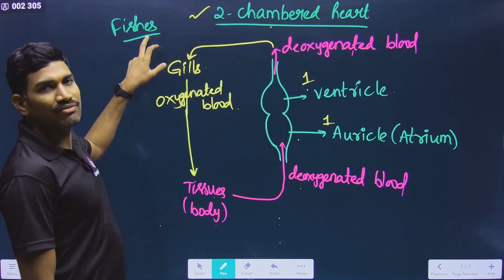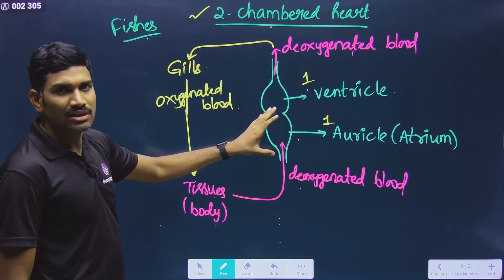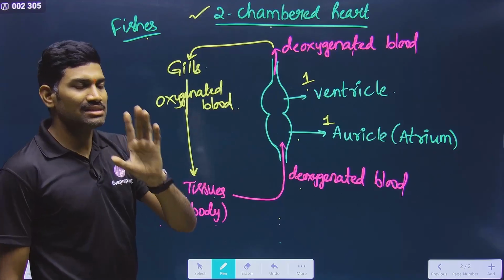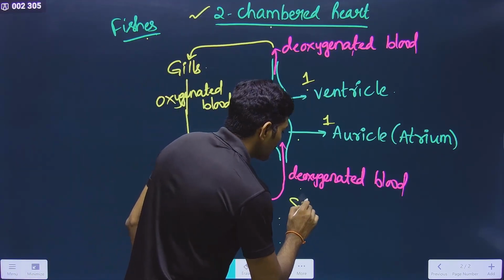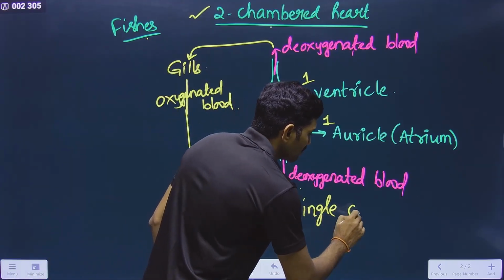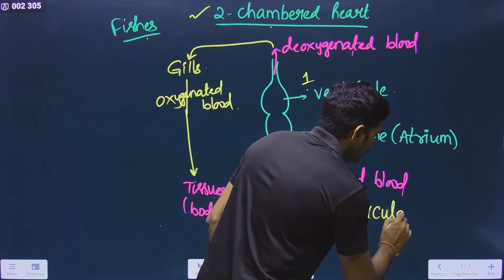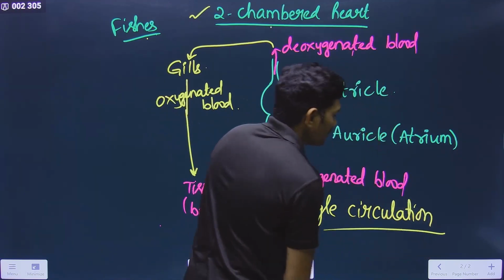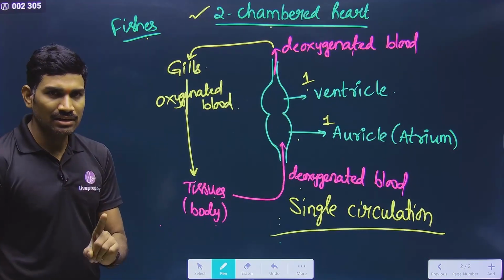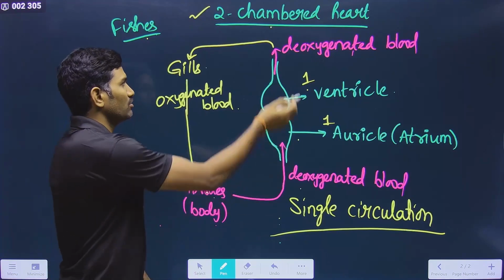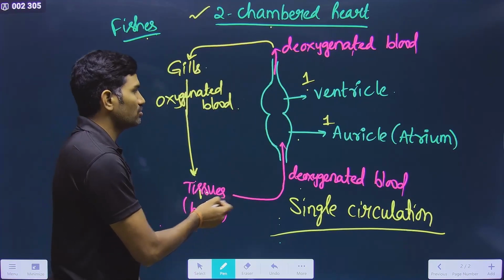And it is seen in the fishes. And here what type of circulation? Single or double circulation? It is single circulation. What does this single circulation mean? Blood in one complete cycle. Suppose you are starting with tissues and coming to the tissues.